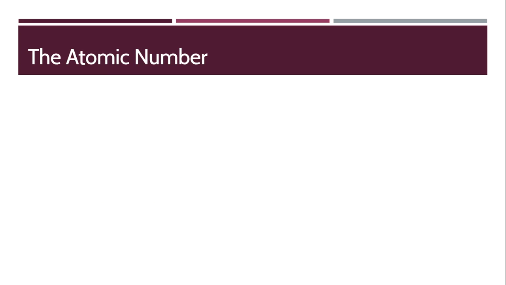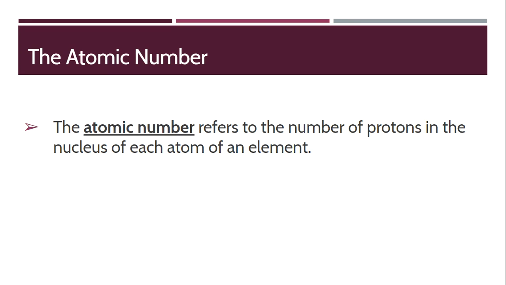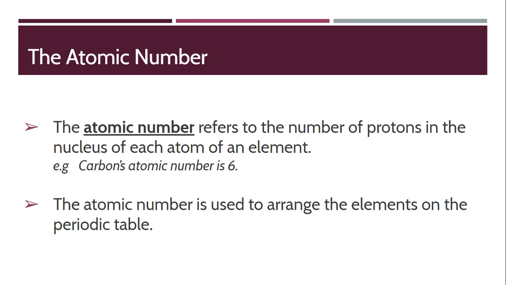And this number of protons is known as the atomic number. So the atomic number refers to the number of protons in the nucleus of each atom of an element. So continuing with that example, carbon's atomic number is 6. It has 6 protons. And the atomic number is used to arrange the elements on the periodic table.